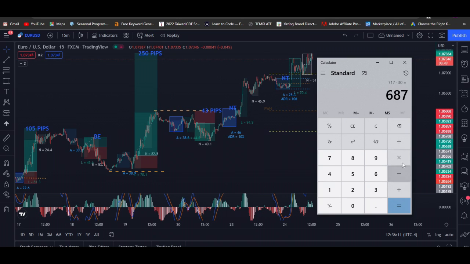But back to today, 687 pips. If we were trading at a standard lot size, which is $10 per pip, we would have made $6,870 within this period, trading at a standard lot size. Think about that. $6,870.